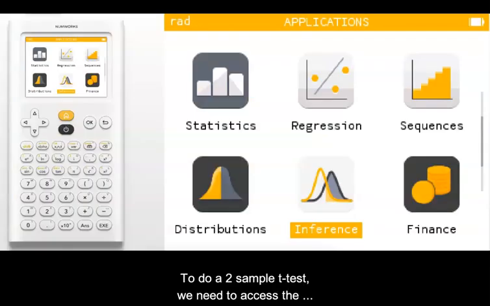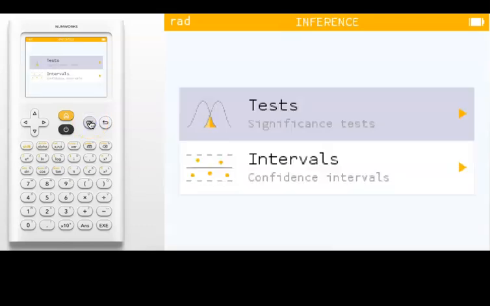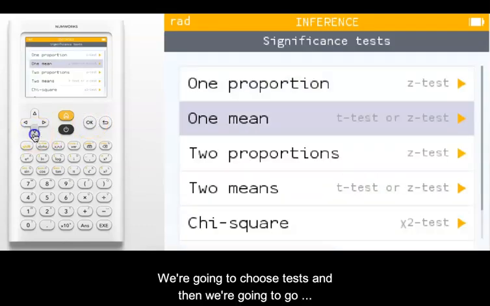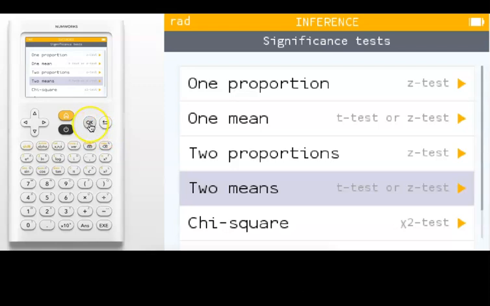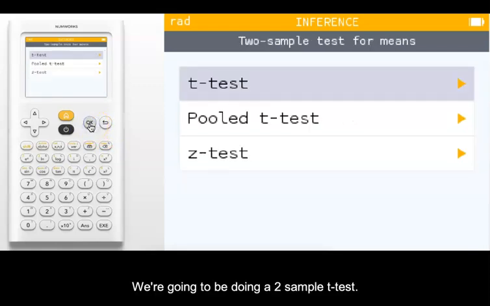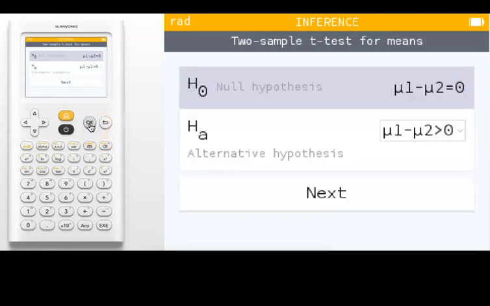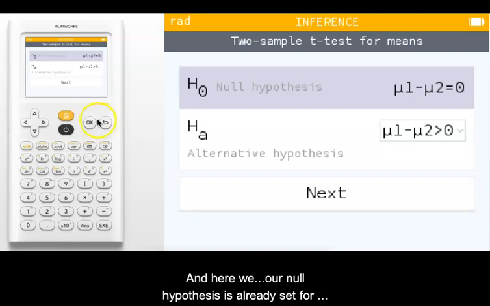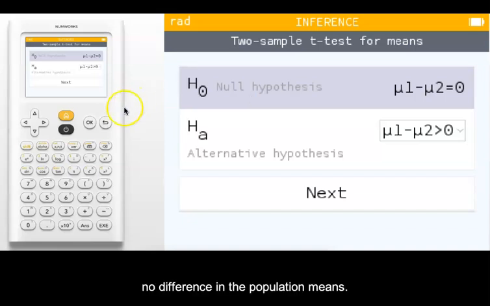To do a two-sample t-test, we need to access the Inference app, so I'll click on OK. We're going to choose Tests, and then we're going to go down to Two Means. We're going to be doing a two-sample t-test. And here our null hypothesis is already set for us: mu1 minus mu2 equals 0, which would indicate there's no difference in the population means.